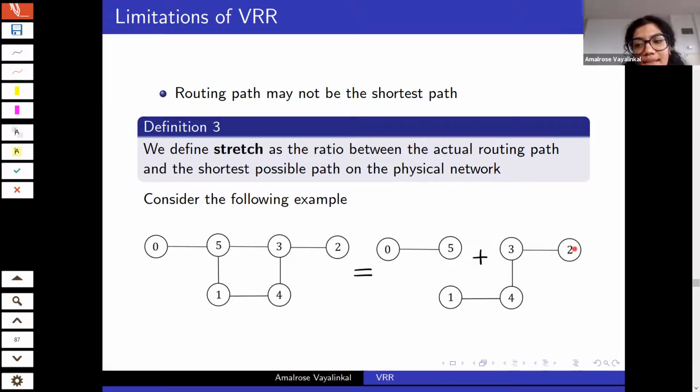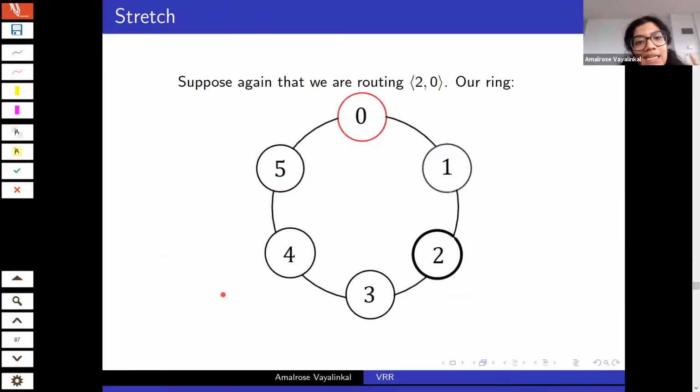And importantly, this path from 2 to 1 is going to remain even in this graph here, because we could do like this, but there's no benefit, the path is still the same length. And so just because these new nodes are added, there's no reason to change our existing working path, okay? So, suppose again that we're routing from 2 to 0, and this is our ring now, right? So this is the current node, and this is the target.